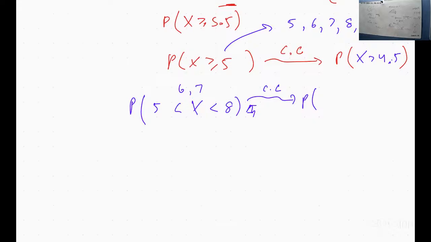Right, so because we have 6 and 7, then the smallest possible value is 5.5. Basically, you're minusing 0.5 from the smallest value and adding 0.5 to the largest value. That's all they're really doing. So that becomes your range, 5.5 to 7.5. Once you recognize you're going from a discrete to normal, you apply continuity correction and do the normal thing after that.